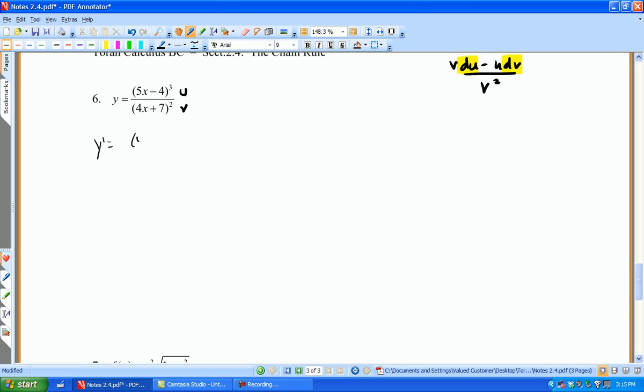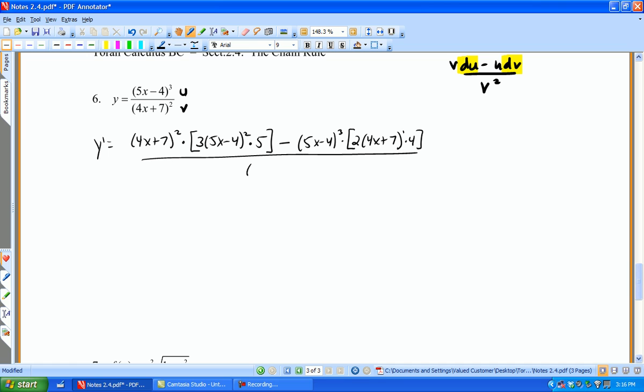Y prime equals the denominator, (4x plus 7) squared, times the derivative of the numerator, which would be 3 times (5x minus 4) squared times 5, minus the numerator, (5x minus 4) to the third, times the derivative of the denominator, which would be 2 times (4x plus 7) to the first times 4, all over the denominator squared. All right, if you understood that, you've got the calculus step down. The rest of it is algebra. All right, let's see if we can simplify this.